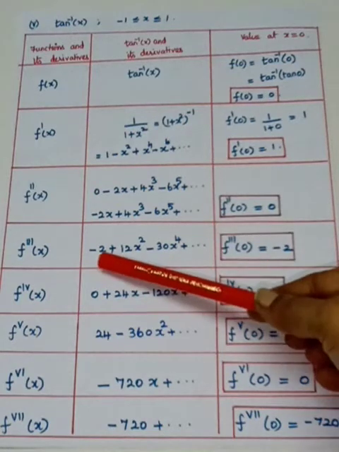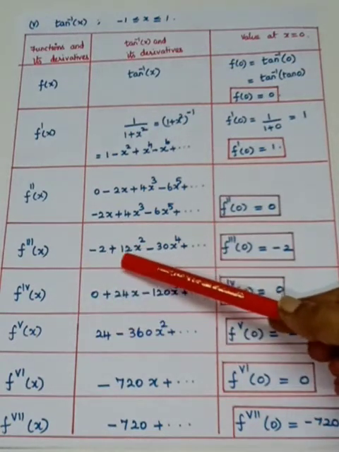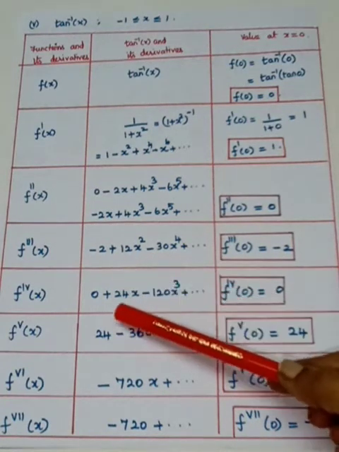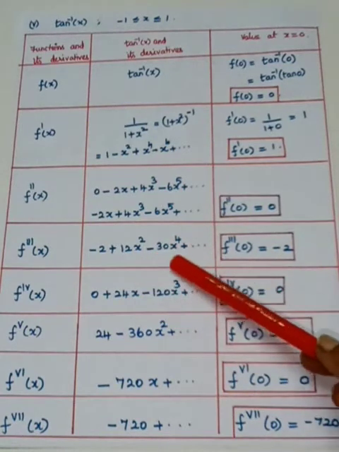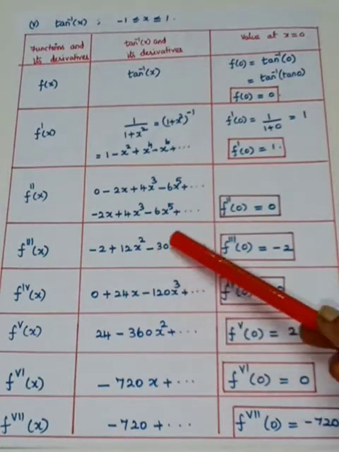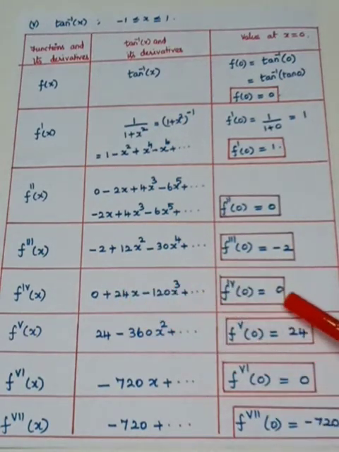In the same way, if you differentiate minus 2, it is 0. 12x squared, 12 is a constant, x squared differentiation is 2x, so 12 into 2 is 24x. Minus 30 is a constant, x to the power 4 differentiation is 4x cubed, so minus 30 into 4 is minus 120x cubed. So all the terms have x, so f fourth dash of 0 is 0.